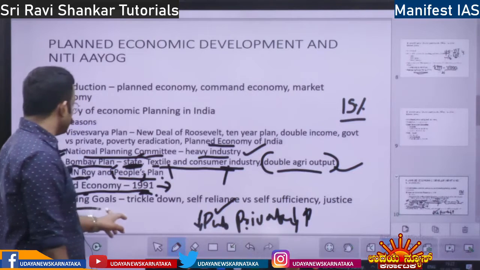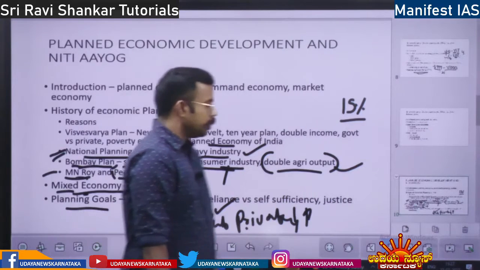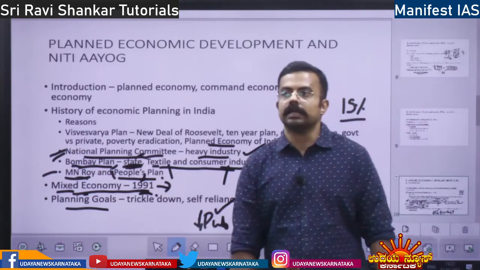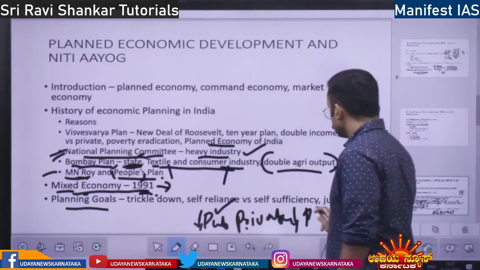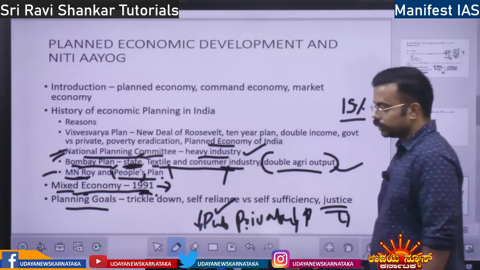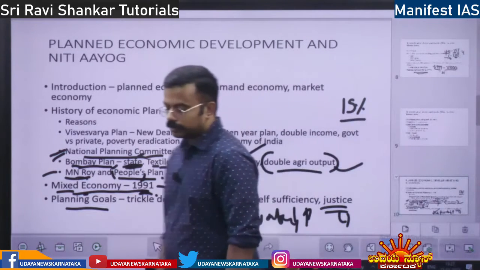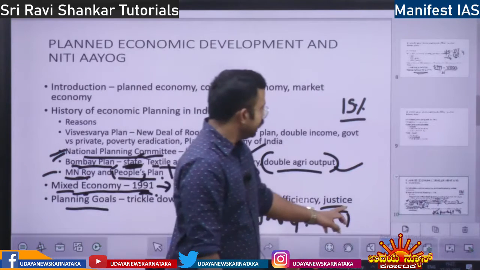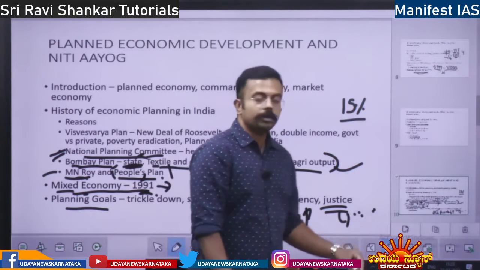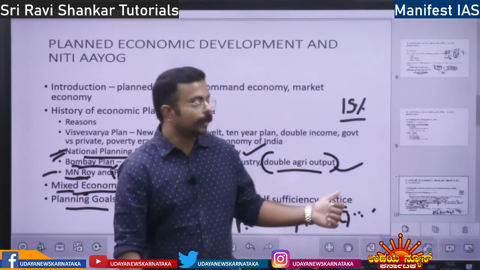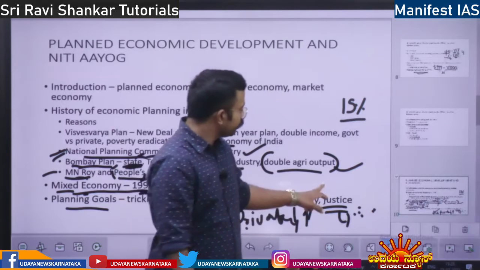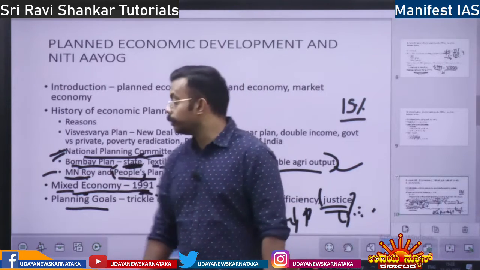Next, planning goals. So planning goals andre, why should we plan? What is the need for planning? So the basic need for planning is giving justice to people. Andre economic justice, social justice. Everybody will have income, good income, everybody will have employment, everybody will get good remuneration for the work they put in. Nobody would be discriminated based on caste or gender, right? So to ensure justice is the first goal of planning.